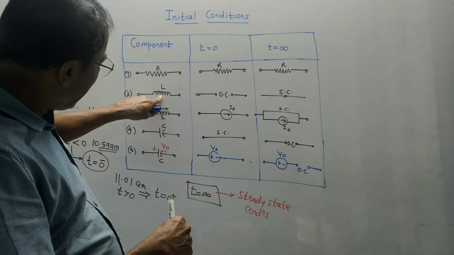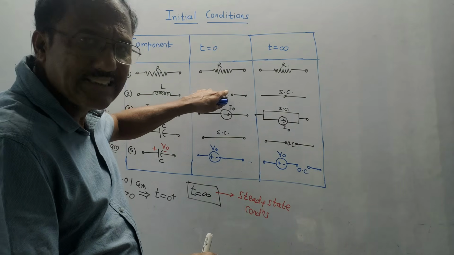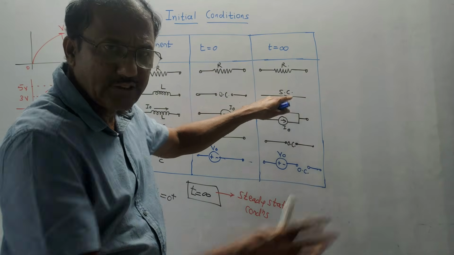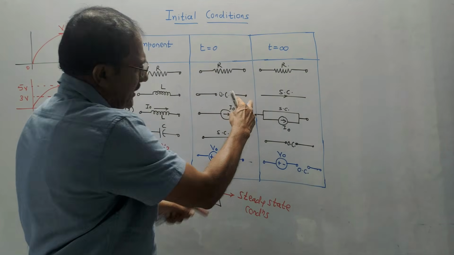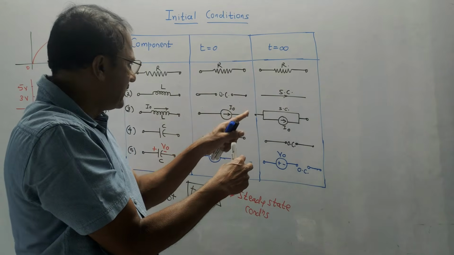So if it is an inductor, at t equals 0, it is represented by open circuit. At t equals infinity, it is represented by short circuit. Very simple, the things are opposite to each other. At 0, it is open circuit. At infinity, it is short circuit.